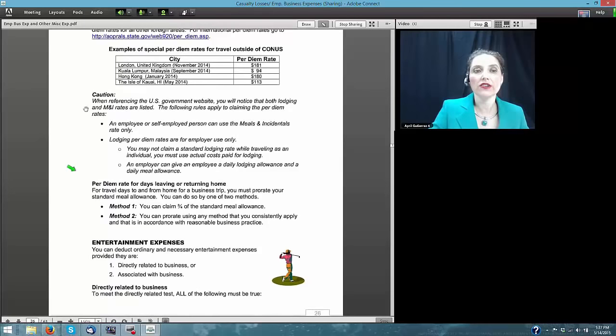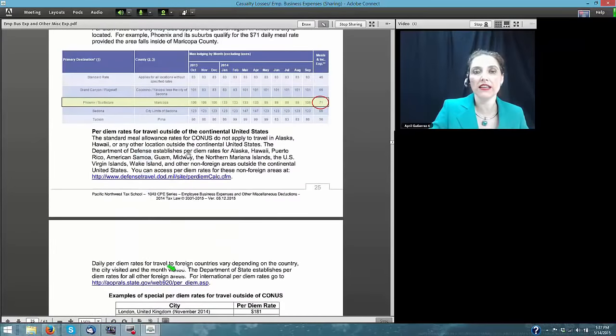I should caution you that when you are referencing the U.S. government website, you will notice that both the lodging and the per diem rates are listed. And you can see here when we look at Phoenix, Scottsdale, there is a rate here. It says maximum lodging by month. And we've got $106 in some months, $133 in other months, $88 in other months.